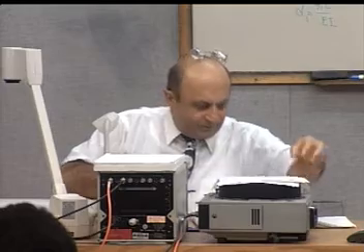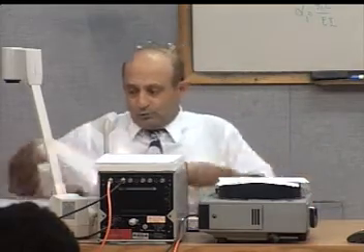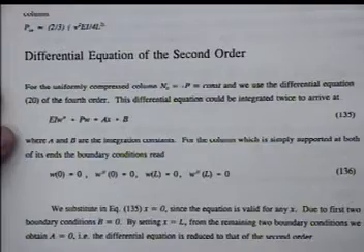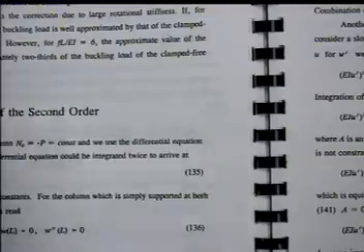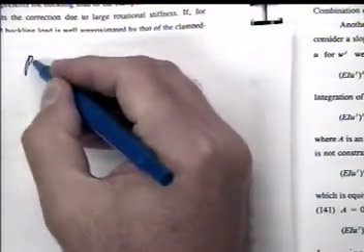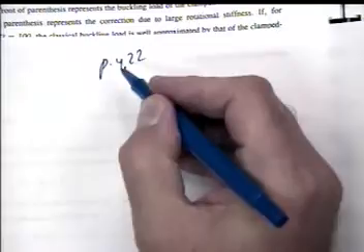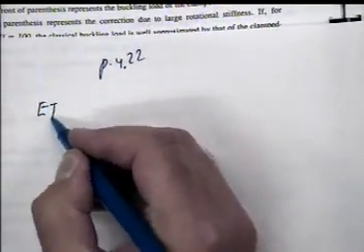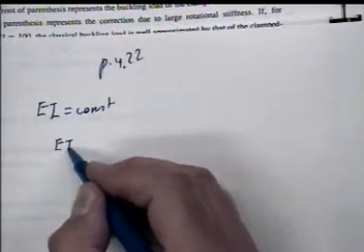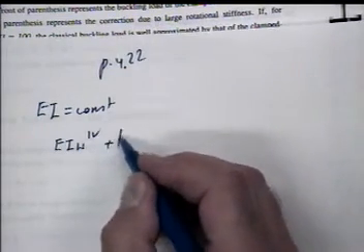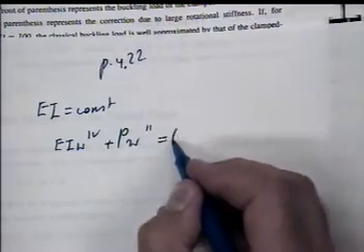Now we would like to move to the next subject, which is on page 422, and that is differential equation of second order. We are dealing, imagine that EI is constant. Then the differential equation is EI W fourth derivative plus P W second derivative equals 0.